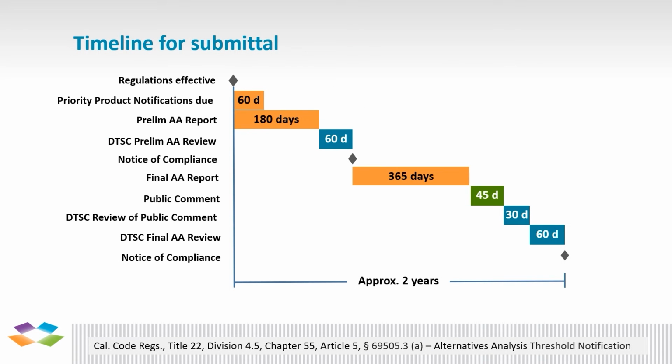Now that we know what to include in your AAT notification, let's look at the timeline. The AAT notification is due at the same time a preliminary AA report would have been due. That is 180 days after the priority product regulation becomes effective. However, you have the option of complying earlier to ensure you have enough time to complete the online submittal process, as this can be lengthy.